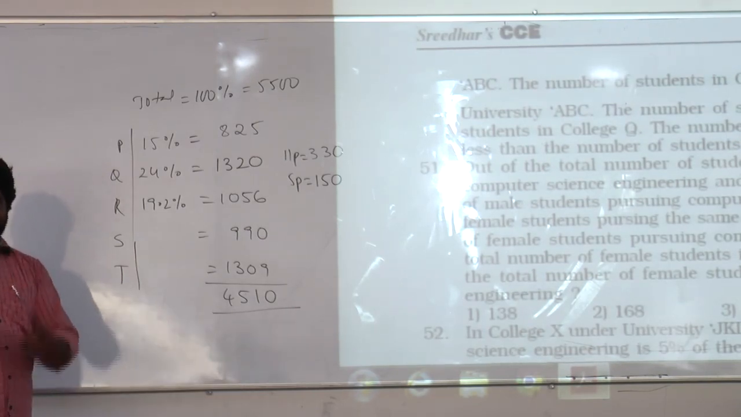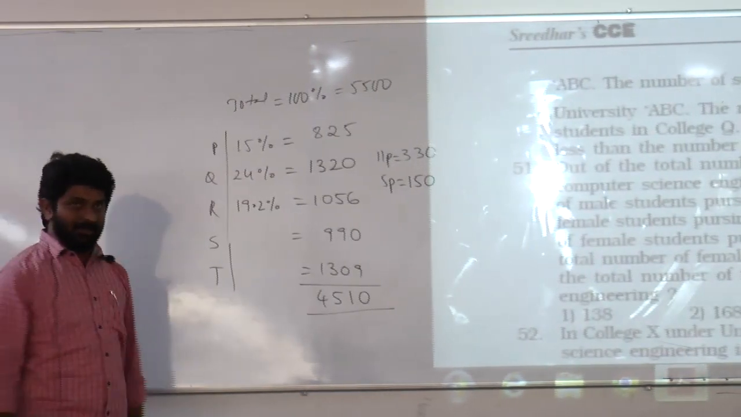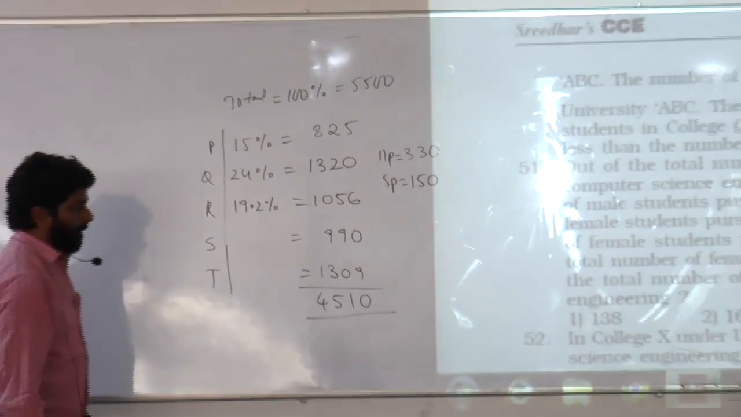But we have 3 options. Luckily, if you have only 1 option, then you need not solve it. Fine. Next, 52.